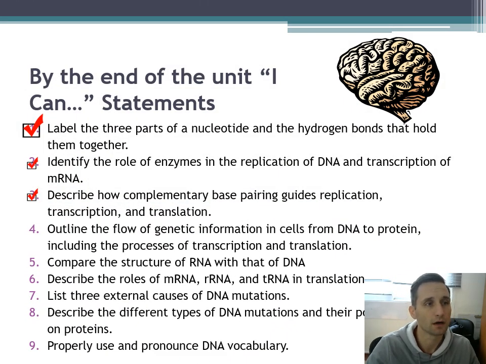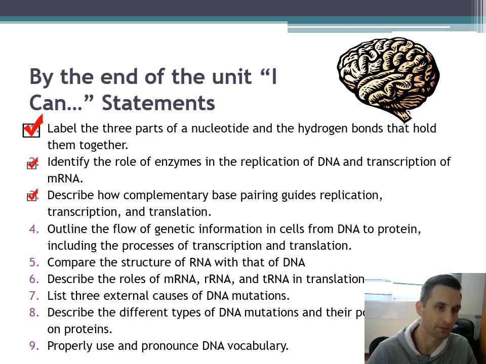Okay, so for our I Can statements here, you can see the big check mark. We've labeled the 3 parts of a nucleotide and the hydrogen bonds that hold them together. We did a lot of that with our modeling activity. Then the 2 small check marks for I Can statements 2 and 3 are simply because we've started those I Can statements, we haven't finished them. So we have talked about the role of the different enzymes in replication, but we haven't done it for transcription of mRNA, and we'll do that today.